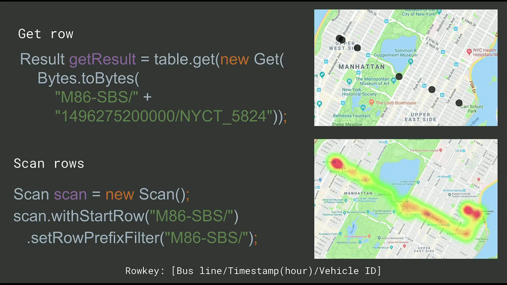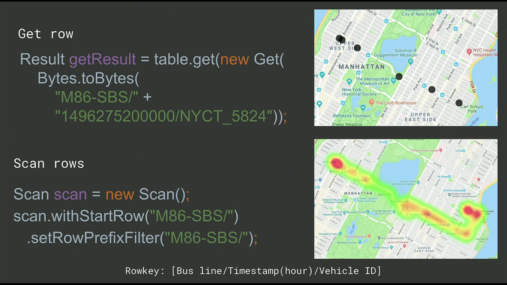So with that, when we perform a get row, we're going to get all the information for a vehicle over the hour. And you can see it going across Central Park. But more commonly, we'd probably use a scan. And here we're getting the entire data set for this M86 select service bus line. And looking at the heat map, we can already get a bit of data. We can see where the starts and stops of the bus are and maybe if there are any slow points.